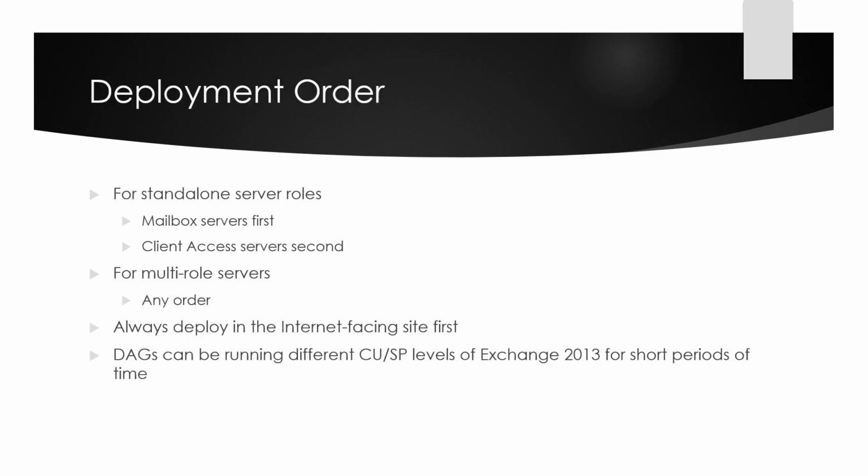When you're deploying Exchange Server 2013 updates, there is a specific deployment order that you should follow. Now, if you've deployed standalone server roles, in other words, you've deployed your client access servers and your mailbox servers on separate servers instead of together, then you should update your mailbox servers first and your client access servers second. You may also be wondering about edge transport servers. They can be updated last.